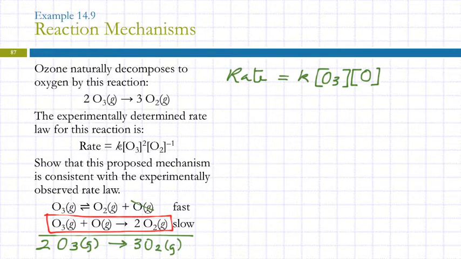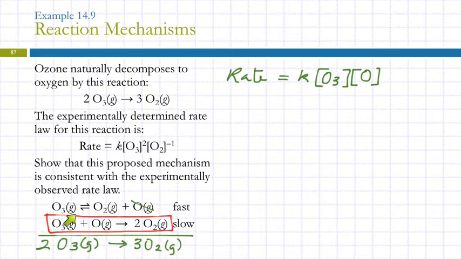Any other questions? You're okay with how I got this? This is the rate law predicted by the mechanism. I'm predicting it from the slow step. Okay? We want to know, is this consistent with that? Well, are they the same? No, they're not. The problem with this one is we've got the concentration of an intermediate, so that's just not going to work. So we're going to do what we did with the previous example.